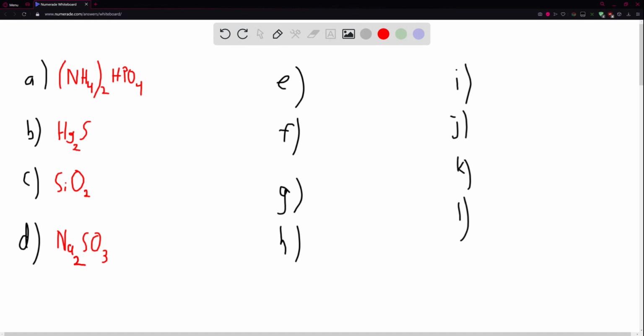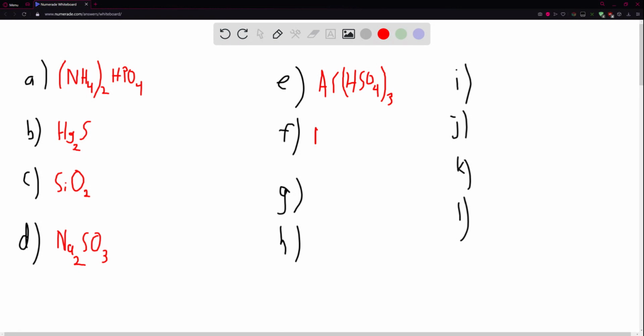In letter E, we're asked about aluminum hydrogen sulfate. Sulfate normally has a 2- charge. Hydrogen sulfate has a 1- charge. Aluminum has a +3 charge. So with only a 1- charge versus a +3, we're going to need 3 hydrogen sulfate ions.